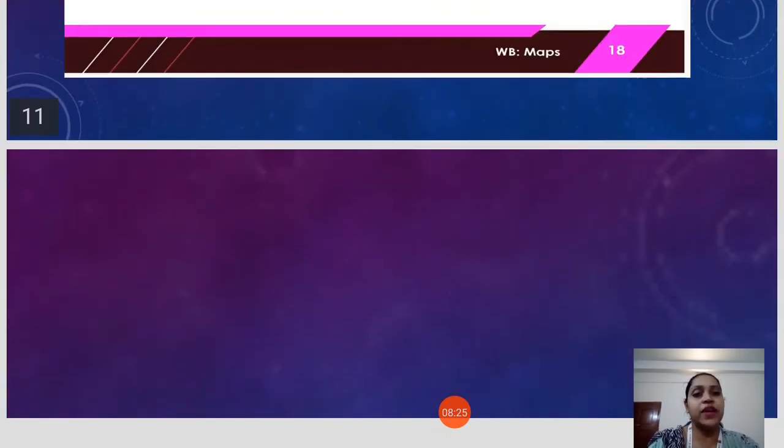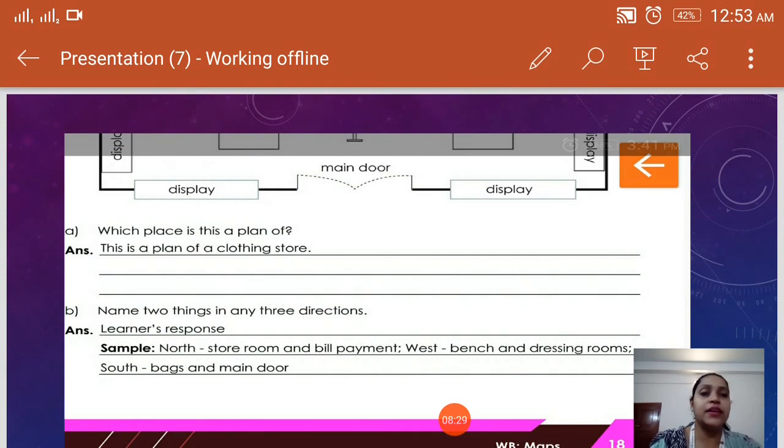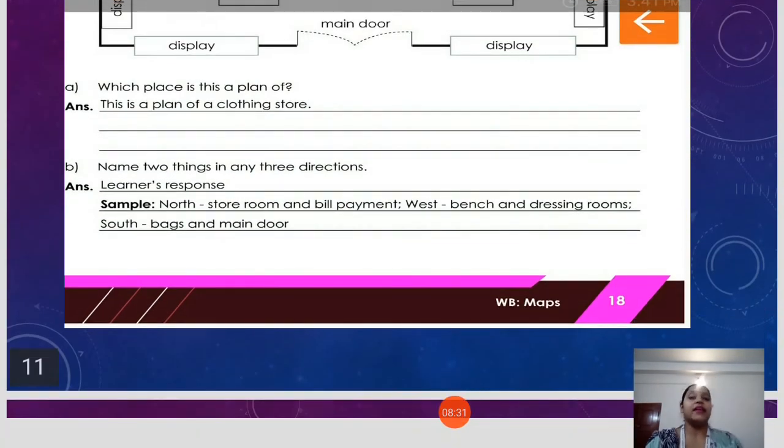Then children, with this we come to the end of the 3rd lesson. And children, I have discussed the question answers also. You all go through it, learn by heart. And children, I hope this lesson is clear to you.